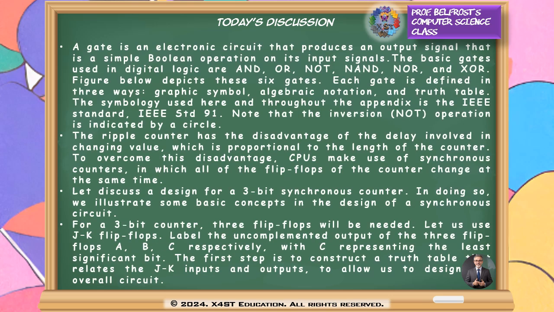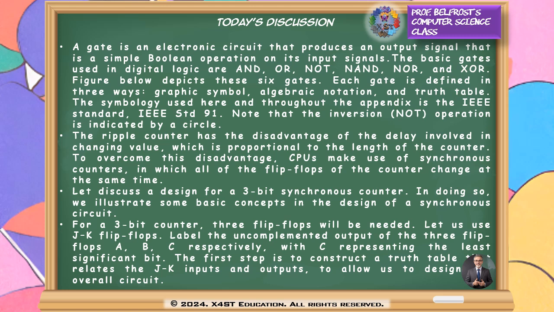So again is an electronic circuit that produces an output signal that is a simple Boolean operation. Okay, I'm sorry, this is from the last lesson. I forgot to erase it.